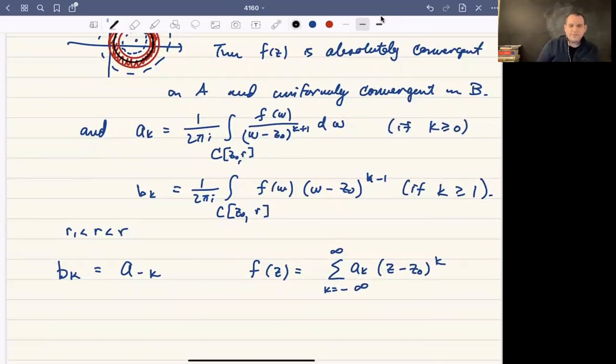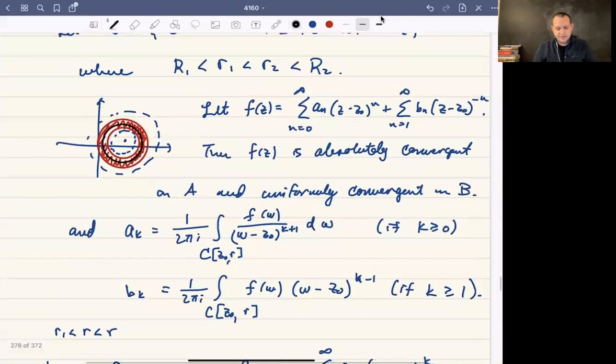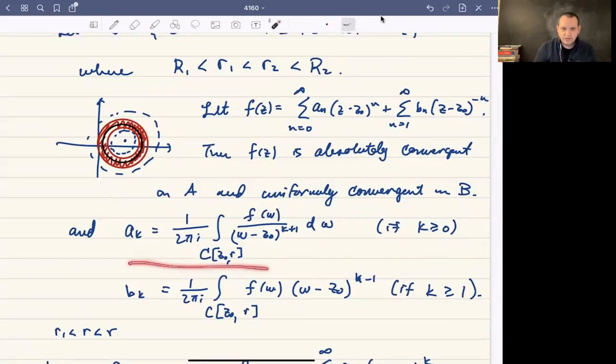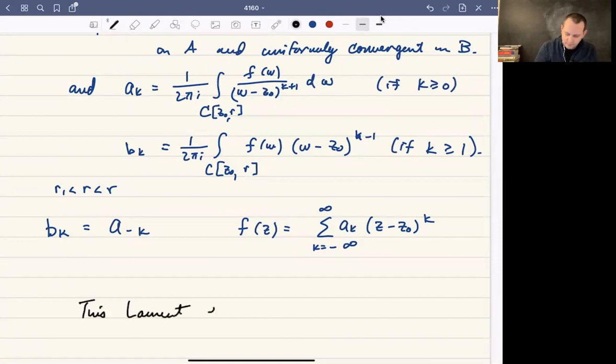But this is the Laurent expansion theorem. If you have a Laurent series, the idea is that it's absolutely convergent on the open annulus. It's uniformly convergent on a closed annulus inside that open annulus. The coefficients have formulas that are just like before. And there's one more punchline: this Laurent expansion is unique. And I should say it's unique on A. That's the idea.